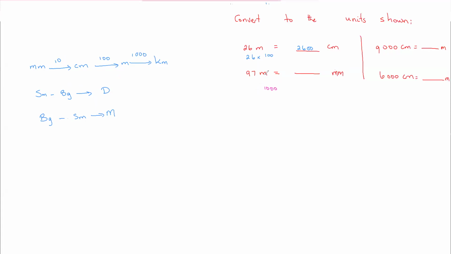So meter to millimeter. Meter is bigger, so that means we're moving from bigger to smaller. Bigger to smaller, we multiply. So it's going to be 97 times 1,000, which will be 97,000 millimeters.